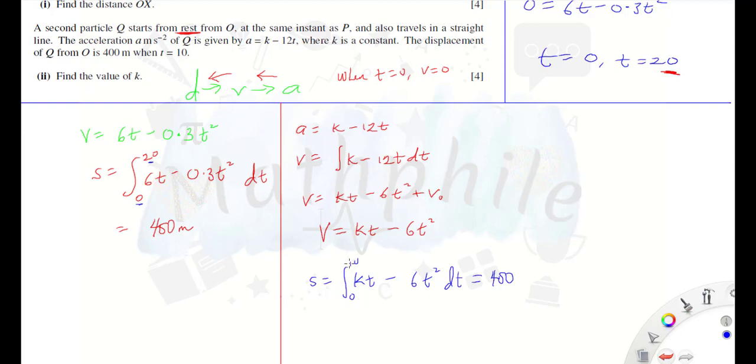Because I'm setting this up as a definite integral question. So between the 10 seconds, that is 0 to 10, this is going to give you the displacement. Do you agree? Okay. So between 0 to 10, the displacement is 400. So you take it out from there. So let's do the integration together.